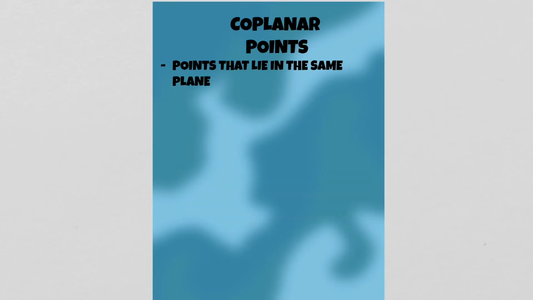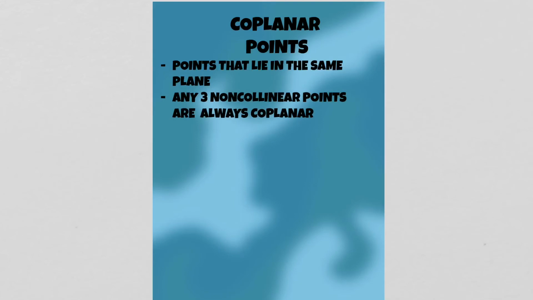The next thing we have is coplanar points. And they're kind of like collinear. They are points that lie in the same plane. Now, just like any 2 points are collinear, with coplanar, any 3 non-collinear points are always coplanar. That's a lot to take in. We're going to talk through that.